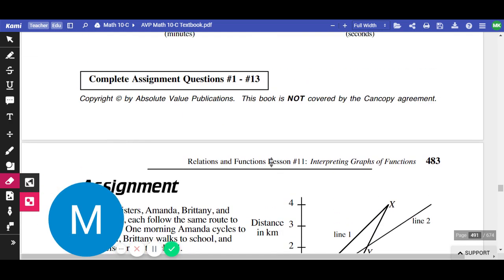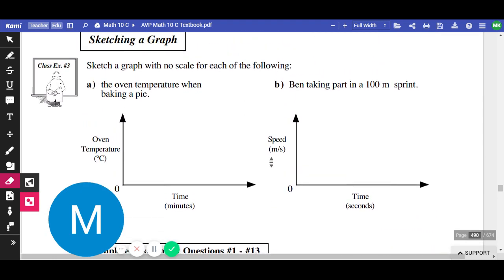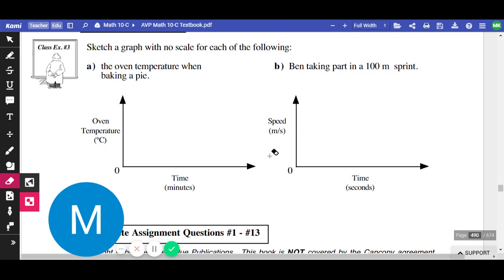Squishy graphs. So we could also take questions like this and show in a graph what we think it would look like. The first situation says the oven temperature when baking a pie. All right, so if I go to bake a pie and I show up, my oven starts at what temperature? 0, right? So it starts at 0. And the first thing I do, if I'm good at baking a pie, is I'm going to preheat my oven.